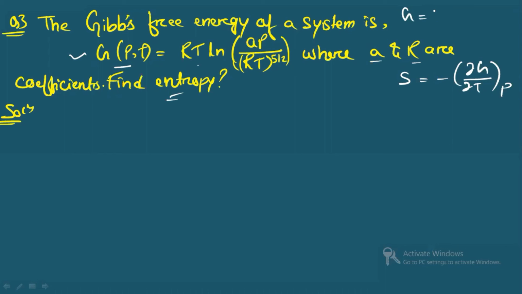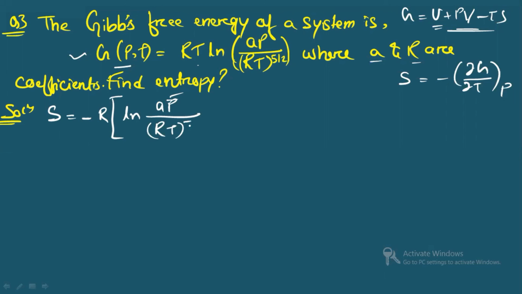And if you don't remember, you can find it from the equation G equals U plus PV minus TS. From this also you can calculate. Just take the differentiation, then use the first law of thermodynamics, substitute the value of dU, and from there you can get it. Now when you do the differentiation, S equals what? Negative sign I am keeping as it is, R is constant. When you differentiate this term, just T on differentiation gives you ln of AP divided by RT whole to the power 5 by 2. Next, plus sign, this time T is as it is, times the derivative of ln of this one, that means 1 by the argument.